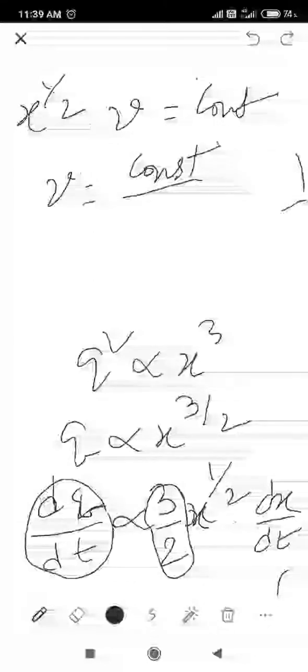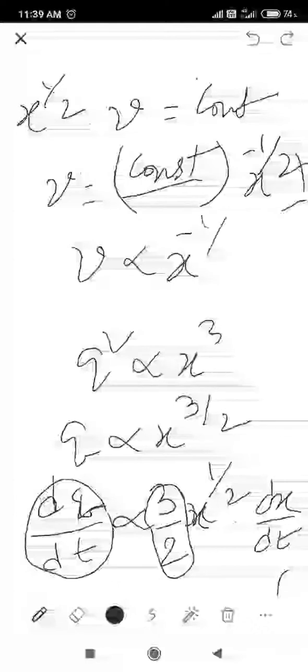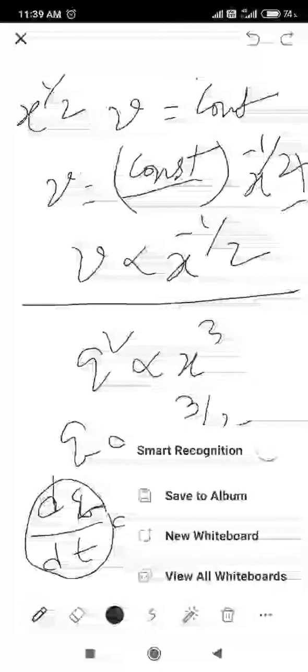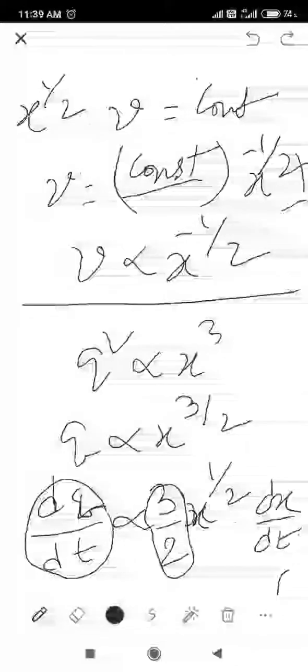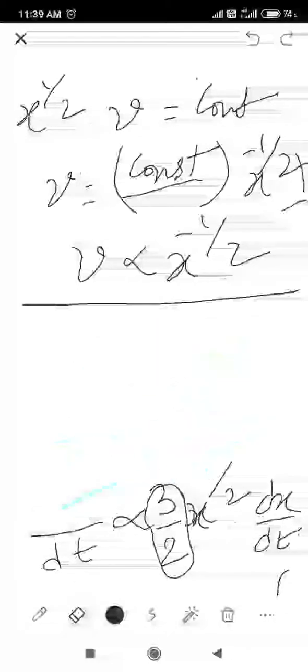This x power 1 by 2, if you bring to the right side, it becomes x power minus 1 by 2. So we can write v is proportional to x power minus 1 by 2. This is the answer. Have you understood, Emma? Yes, sir. Okay, we see one more problem connecting to this.